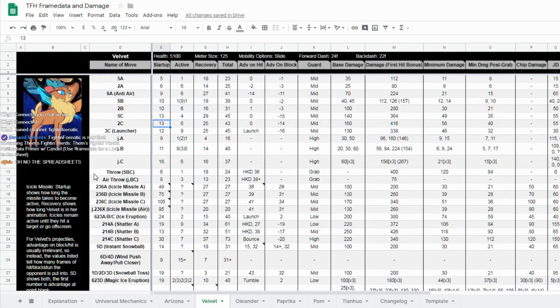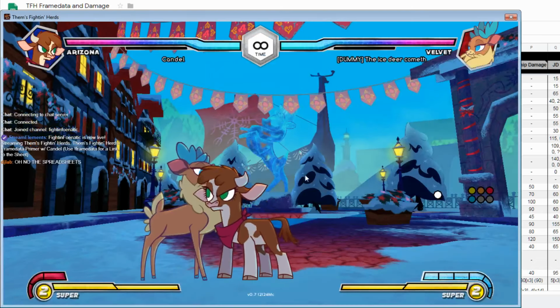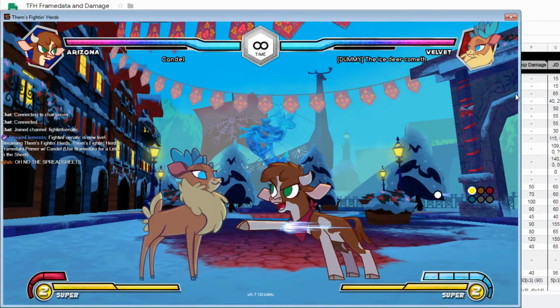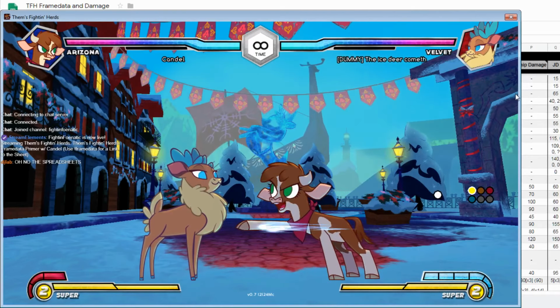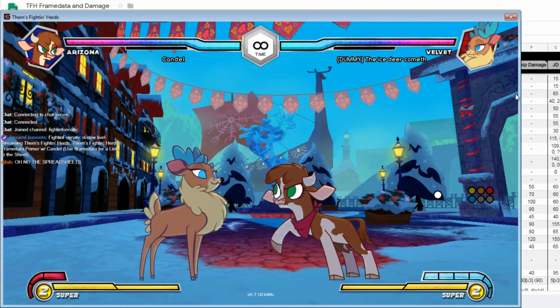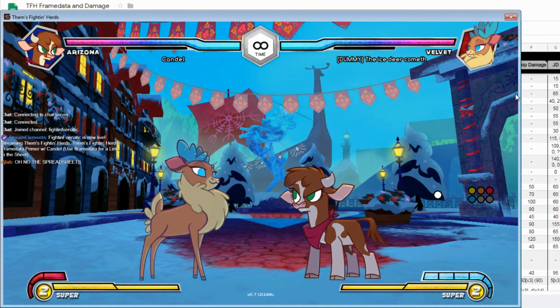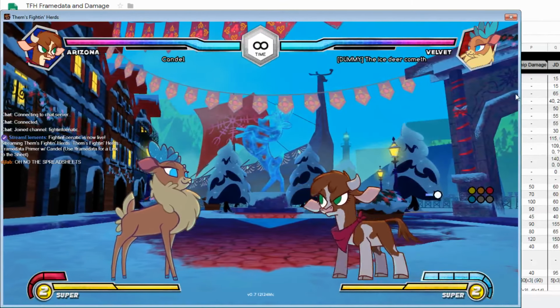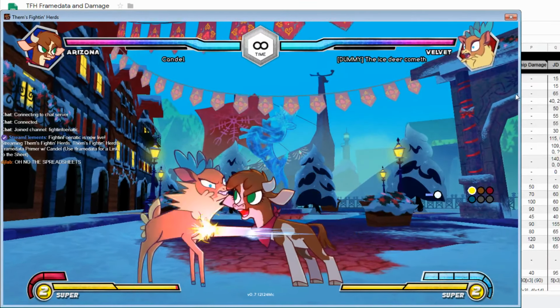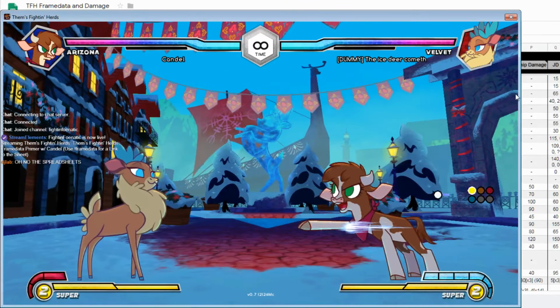Alright. First up on our checklist today is, how do you read Framedata? Well, we need to understand that in fighting games, whenever you press a button, I'm gonna bring up TFH here, the character does an attack. I'm pressing 5A here. When you do that attack, there are several stages to it. You have the wind-up, you have when the attack can hurt the opponent, and you have Arizona pulling her hoof back afterwards. So there are three stages to the attack.